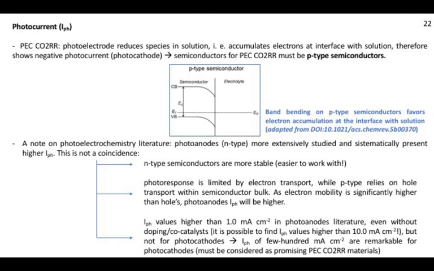And for photoanodes, it's really common to find reports of photocurrents higher than 1 milliamp, or even sometimes 10 milliamps or even more. But this is not that usual for photocathodes. So if you are working with a new semiconductor and you can measure photocurrents of a few hundred microamps, it's not supposed to be milliamps in the last sentence. But, well, if you have a p-type semiconductor with a photocurrent of a few hundred microamps, this is quite good already. And you should consider that for CO2 reduction.